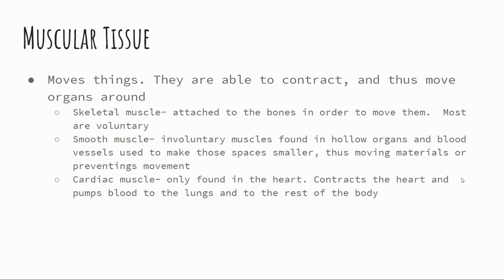So muscular tissues move things, and they move things throughout the body, whether it be organs or materials, or whether they keep things from moving throughout the body. Muscular tissue is able to contract, which is going to give it the ability to move things. Three different types of muscular tissue. The first one is going to be skeletal muscle, which are the muscle tissues that attach to the bones in order to move them. Most of these muscles are voluntary. And what we mean by voluntary is conscious thought has to go into moving these muscles.